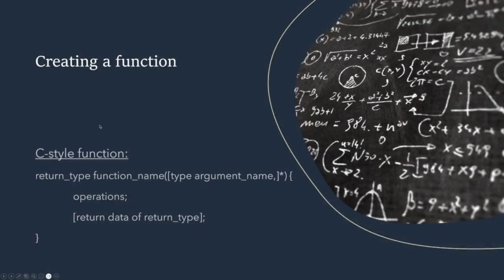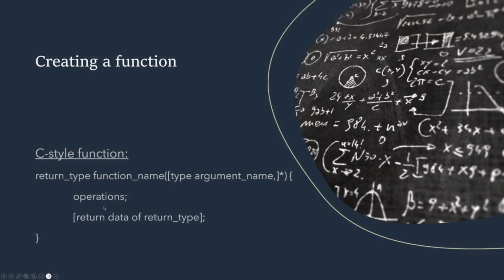Okay, so in a C-style function, again, how do we write one? Well, we put the return type here first, and this tells the compiler, this is what I expect to get back. Then we give it the function name, and then we can give it 0 or more arguments. This notation with brackets and a star, this star means 0 or more of what is in the brackets. And then again, we give the type of the argument and then the argument name.